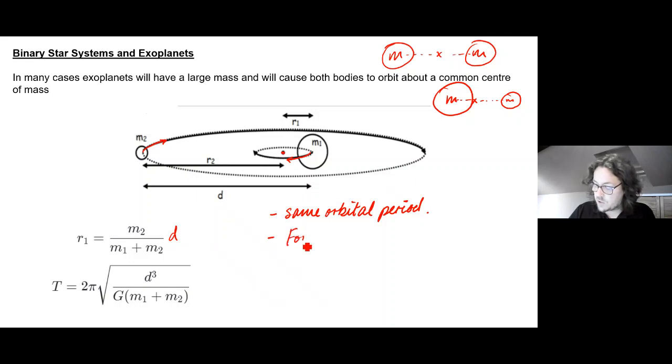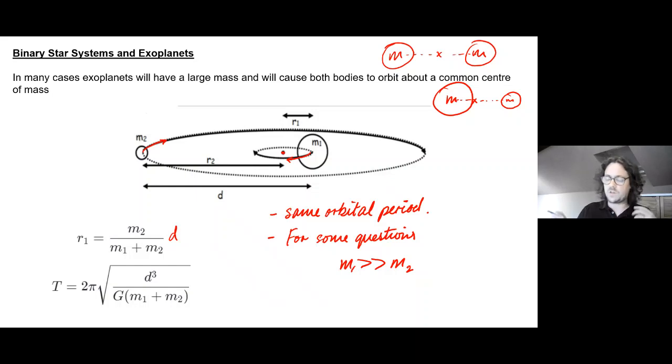Also, for some questions, when you're using these equations, M1 will be far greater than M2. All right. And if M1 is far greater than M2, then we can make an assumption. We can then say that M1 plus M2 is pretty much the same as the mass of M1. So if M1 is far, far bigger than M2, we kind of just say it's negligible mass.